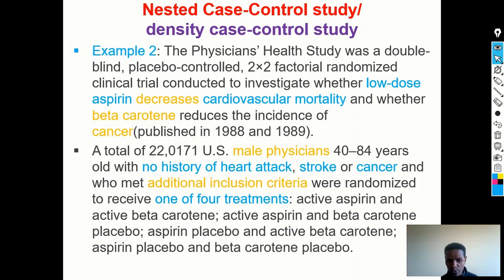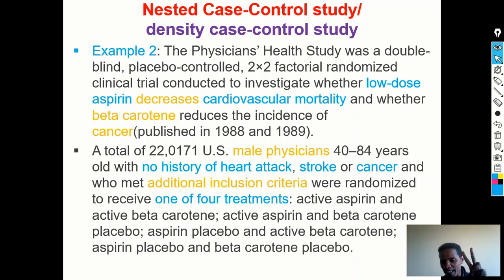So these physicians had no history of heart attack, stroke, or cancer. They were free from the disease at the initiation of the study, and also met additional inclusion criteria. If you read the paper, there are a number of additional criteria. They were randomly assigned to receive one of the 4 treatments.